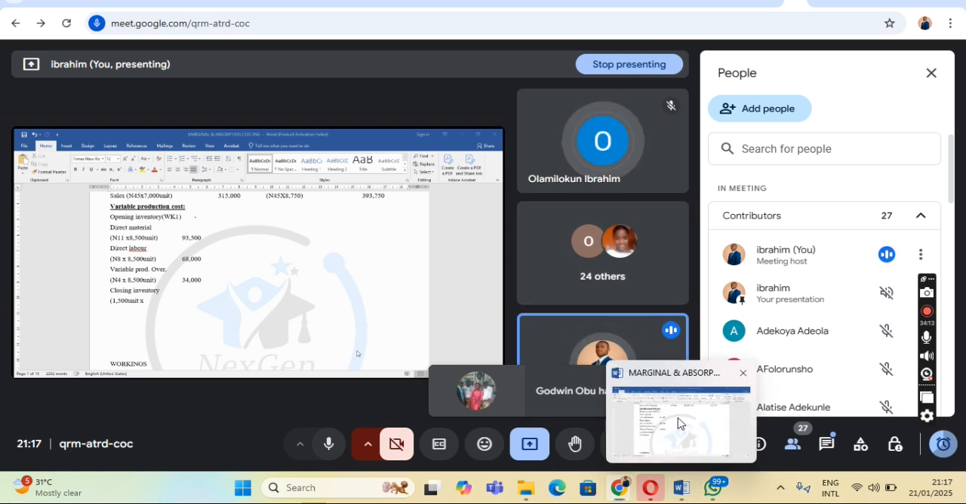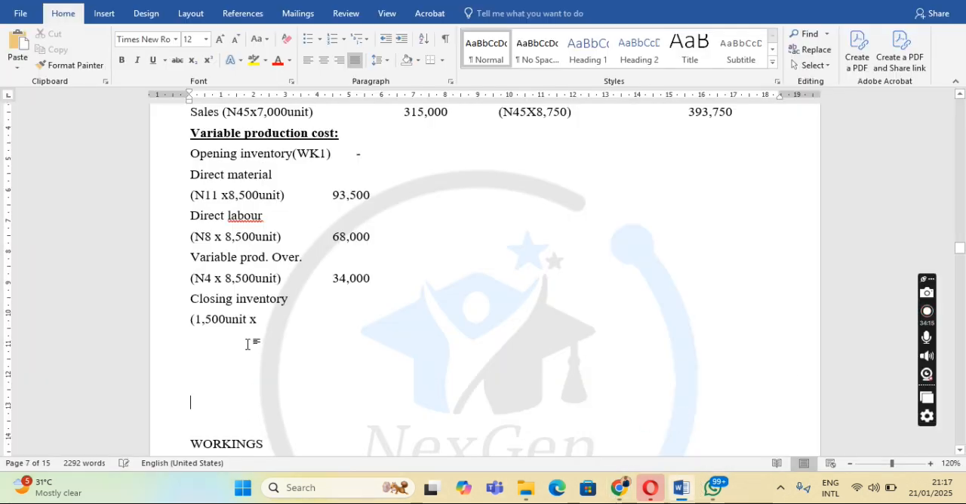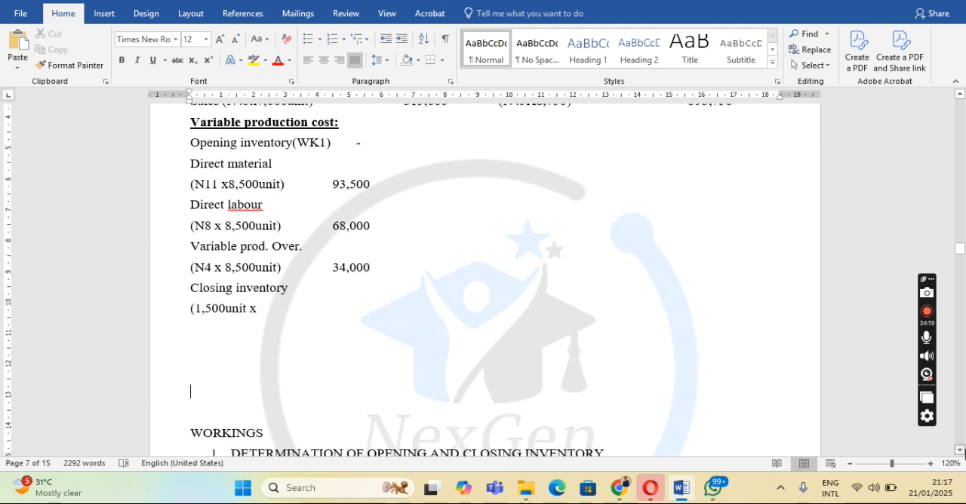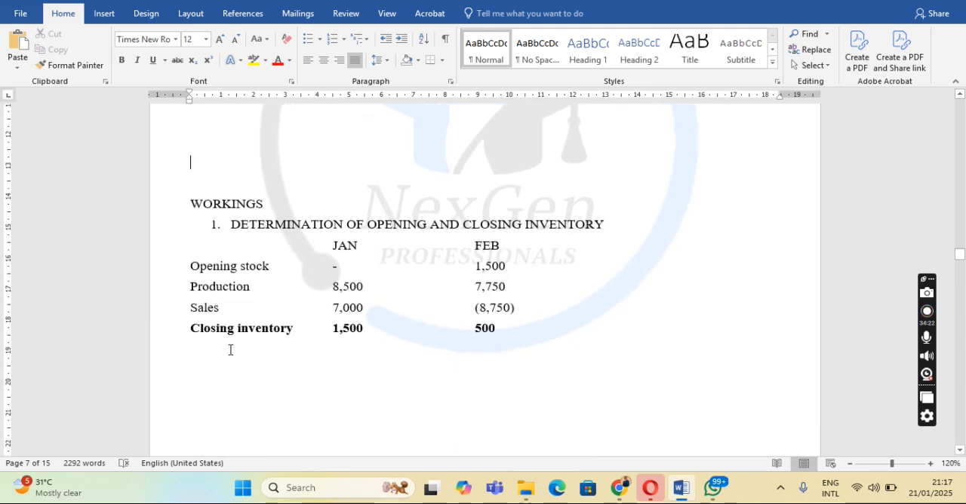Now let's bring the total variable cost per unit out. We already have direct material and direct labor. So let me say this is work 2, determination of variable cost per unit. Now, there is direct material, DM. What is the direct material cost? Direct labor.